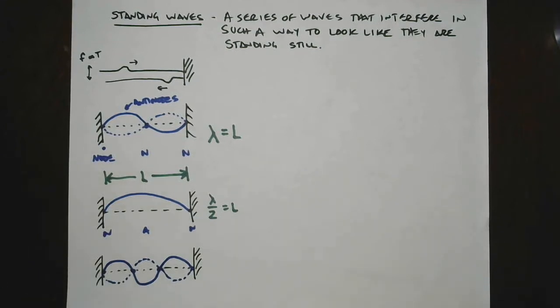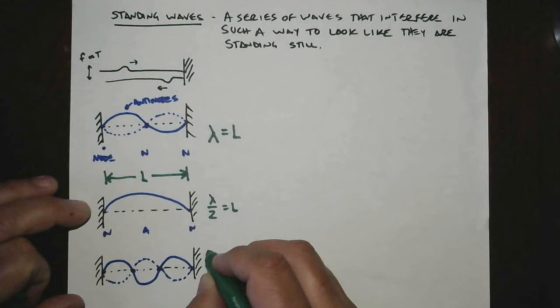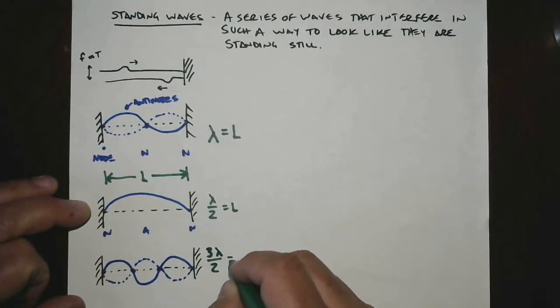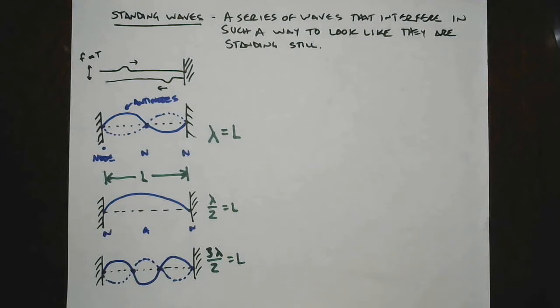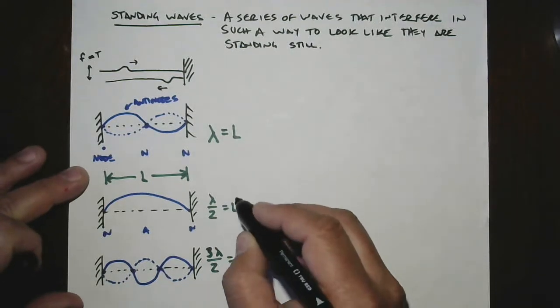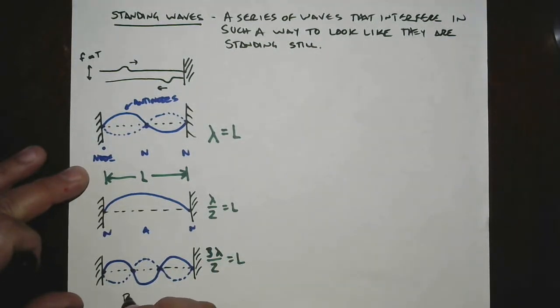Tell me, can you figure out what the relationship is between the wave's length and the length between the two walls? That's right. There are three halves, 1.5 wavelengths between the two walls. And these things where we compare the size of the wave to the length are referred to in the business as boundary conditions.